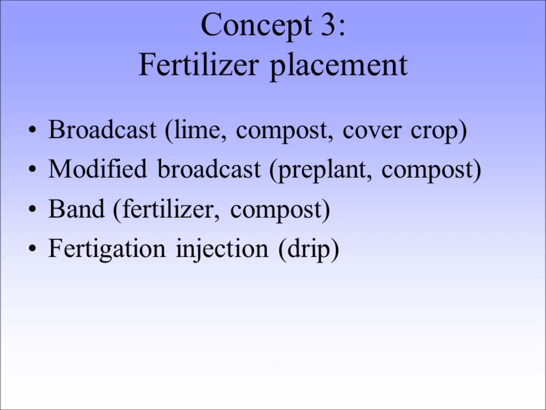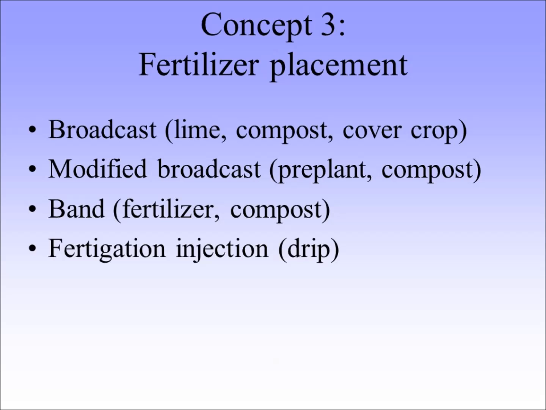The other method is modified broadcast, used every time you have crops that do not occupy the entire field. What are those? Tree crops, citrus, blueberries, vegetables under plastic. Do you need to fertilize the row middles? The answer is no. Say no. Why? Because now you are fertilizing the weeds. So now you are working against yourself. So with modified broadcast, you just put the fertilizer somewhere on the field. It's not uniform across the field.